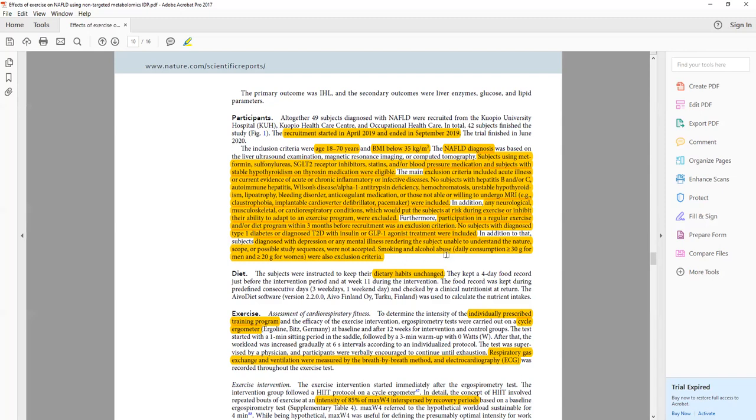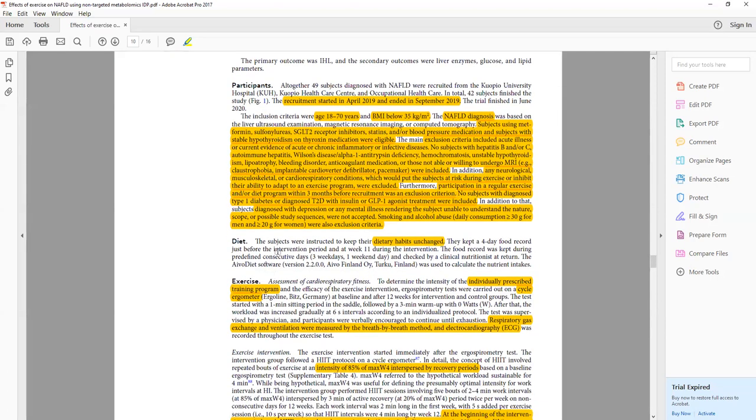Smoking and alcohol abuse were also excluded. They even define alcohol abuse. So I bet that they had a questionnaire where they asked you all these questions, and I think it was a very large questionnaire, but from my side, this is a fantastic inclusion and exclusion criteria. So you try to get the groups that you want to investigate to be as similar as possible.